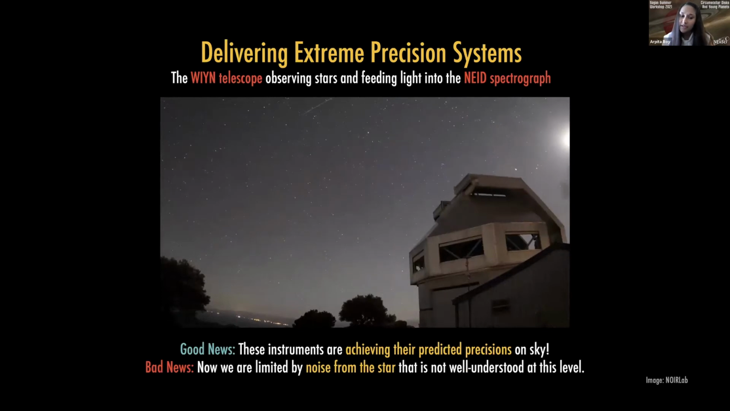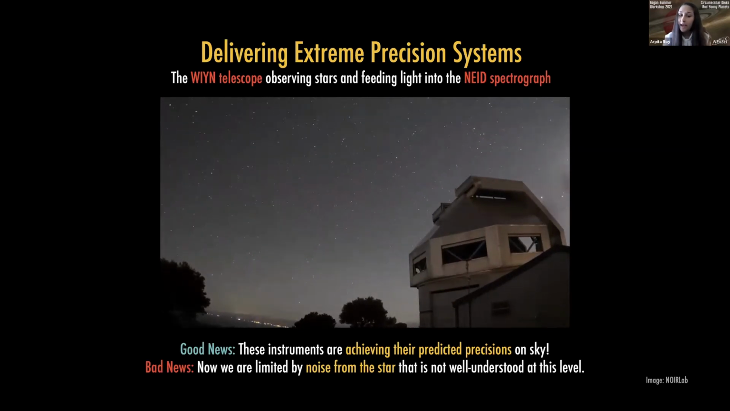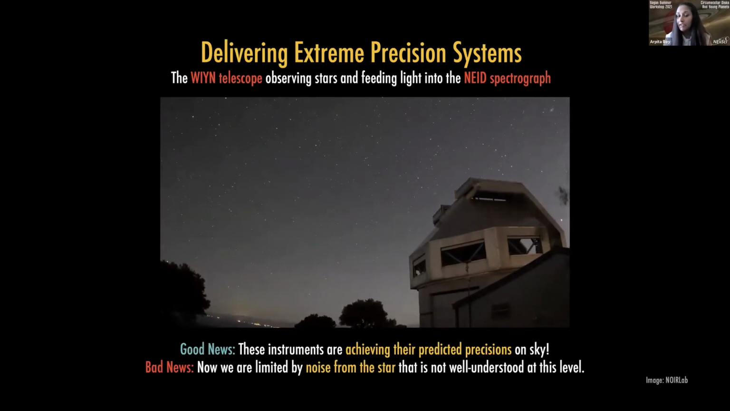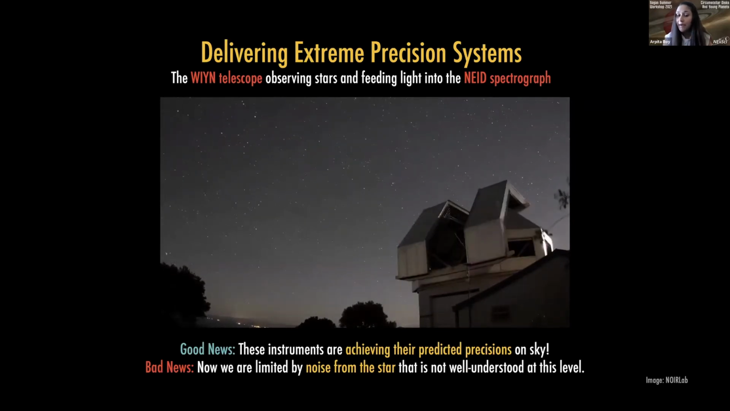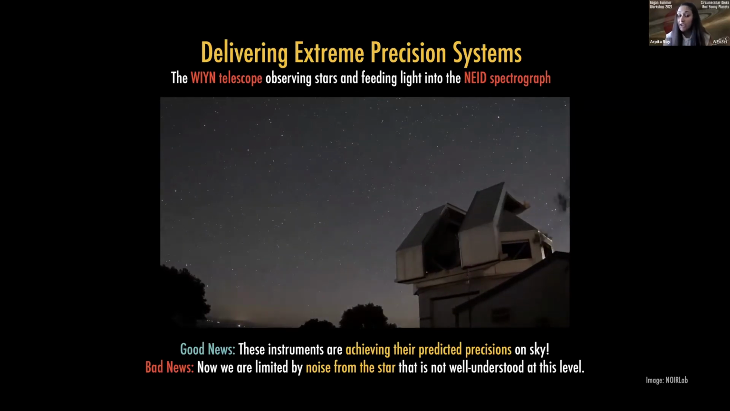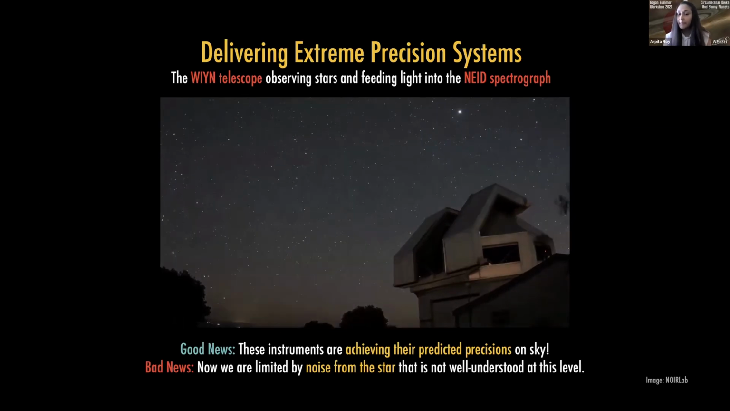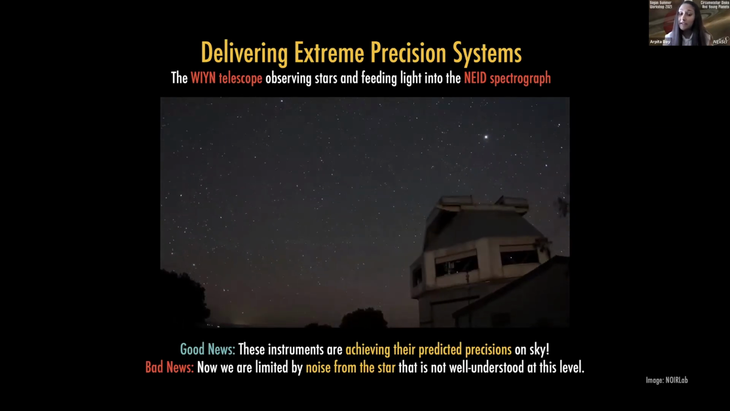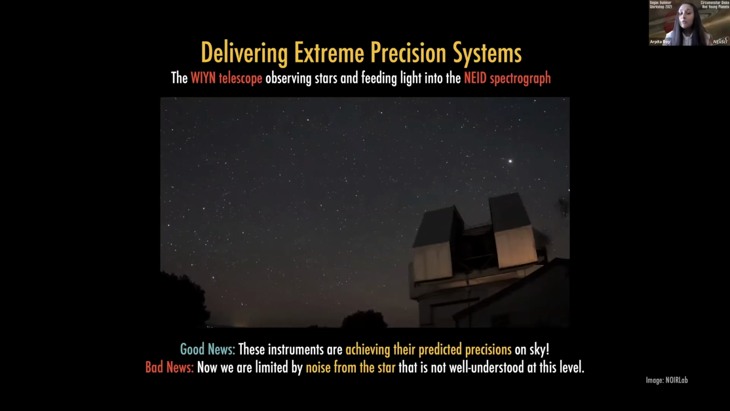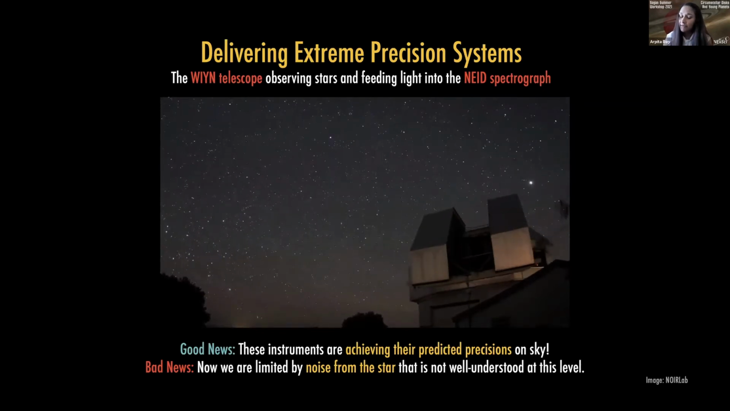However, the bad news is that now we are limited by noise sources that used to be a little below our threshold. Now we're limited by the star. As our instrument capabilities have gotten better, what we really see now is the noise from the star, which is not well understood at these levels of precision.